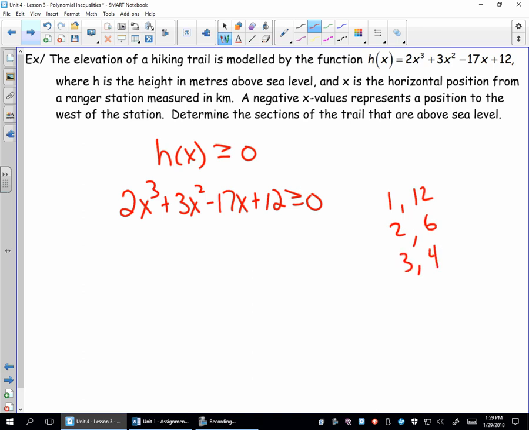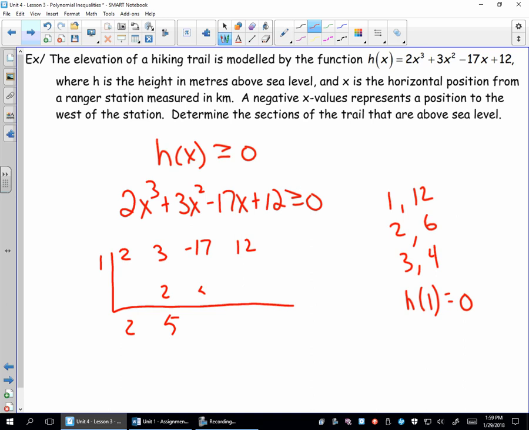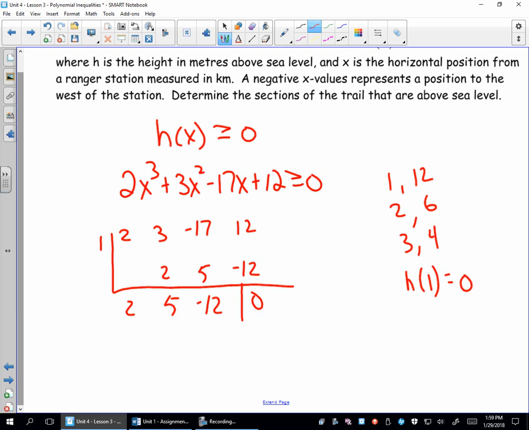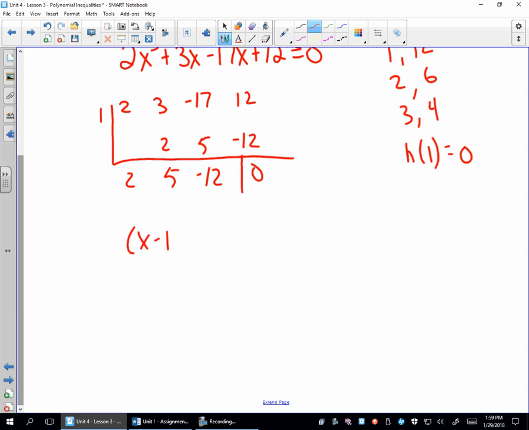F at 1 looks kind of nice. I guess it's h at 1 in this case. Comes up to 0. 2, 3, -17, 12, 1. Okay, what do we got? We know right off the bat, x minus 1, 2x squared plus 5x minus 12. And we want to be greater than sea level, and there we go, there's sea level.